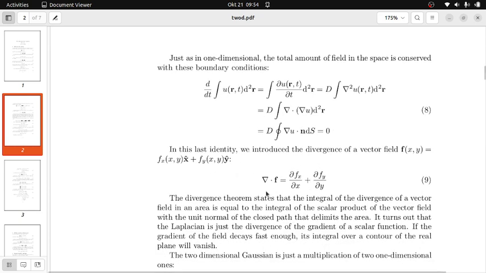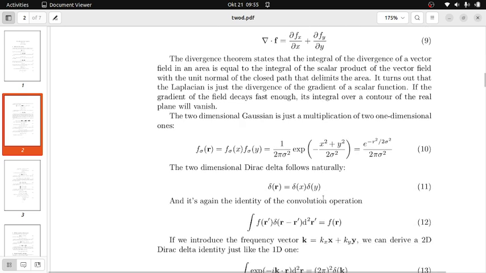Oh, and then here is just the divergence of a vector field. Now, f is bold, which denotes a vector, and a vector field is nothing more than two scalar fields, one for each coordinate. The divergence of this field is simply the partial derivative of the x component with respect to x plus the partial derivative of the y component with respect to y.